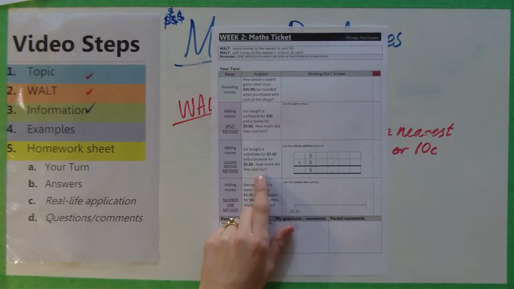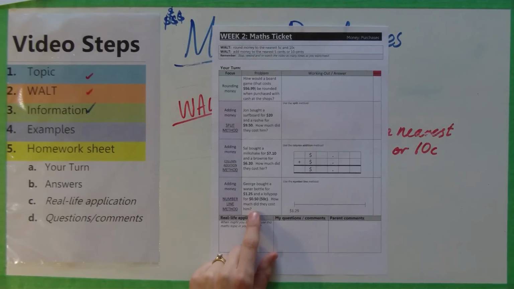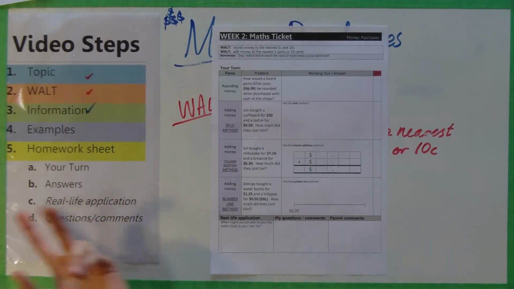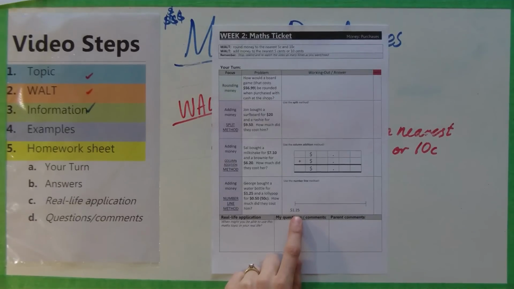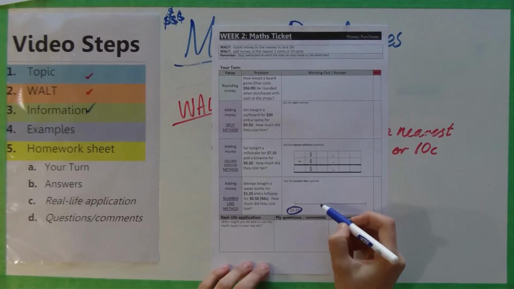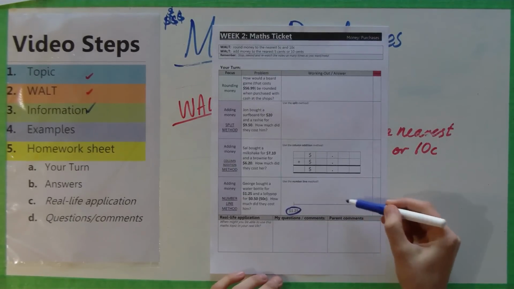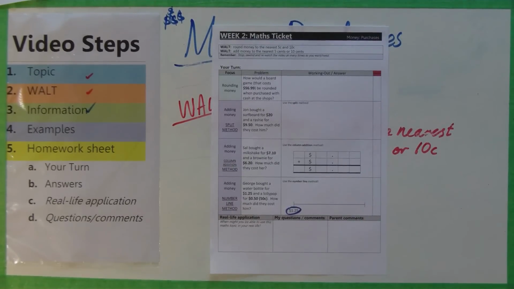Sal bought a milkshake for $7.10 and a brownie for $6.20. How much did they cost her? So have a go using the column addition method. George bought a water bottle for $1.25 and a lollipop for 50 cents. How much did they cost him? Here I've already set up $1.25, and for this one, the number line method, you're just adding on 50 cents after that. And whatever you end up at with adding on 50 cents worth is your answer of how much it would cost. So please stop the video now and have a go at answering the questions.